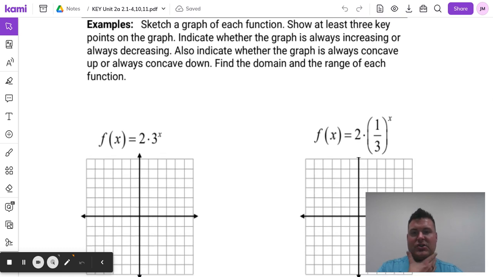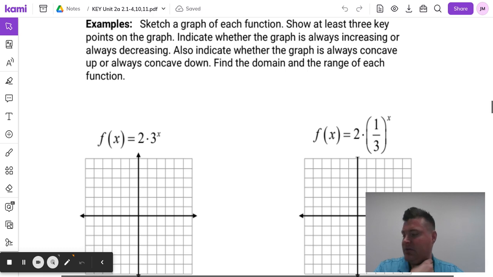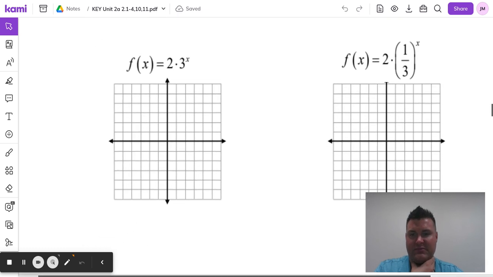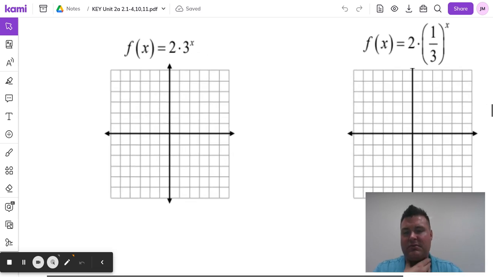Directions for this says to sketch a graph of each function and show at least 3 key points. We're going to indicate whether these graphs are concave up, concave down, increasing, decreasing, all that fun stuff. So we're going to first focus on this one right here, this 2 times 3 to the x.